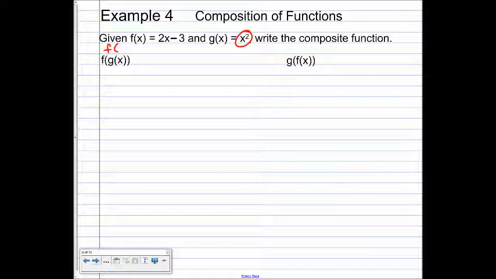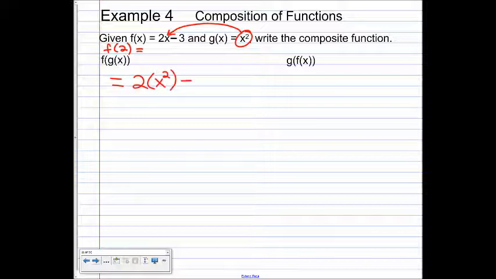Imagine, don't write this, but imagine it said f of 2. What would I do if it said f of 2? I would plug into here. So it'd be 2 times 2 minus 3. But guys, it doesn't say 2. It says g of x where it says 2. Do you see how here it says 2 and here it says g of x? So instead of plugging in 2, I'm going to plug in g of x. And what is g of x? X squared. So I'm actually going to take this function and put it into that one. So this is equal to 2 times x squared minus 3.